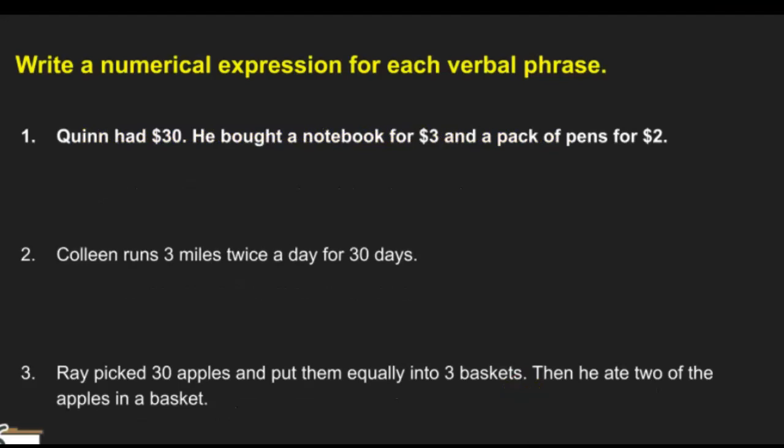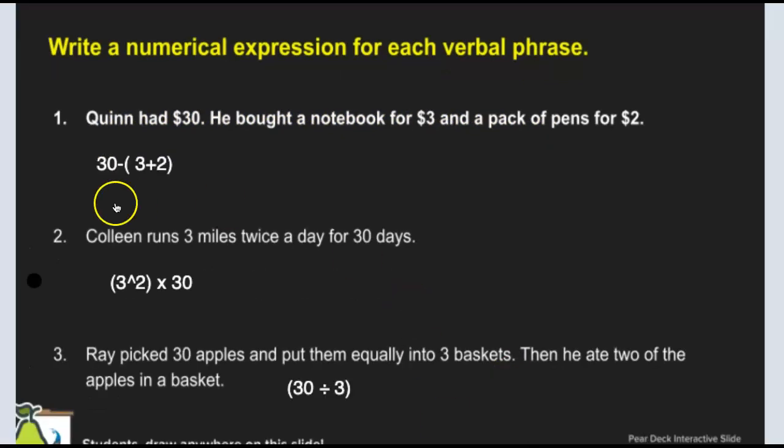All right, so let me see what are our answers. So 30 minus 3 plus 2. Quinn has 30. You bought a notebook for 3 and a pack of pens for 2. So you take away the price. That's right. Colleen runs 3 miles twice a day for 30 days.